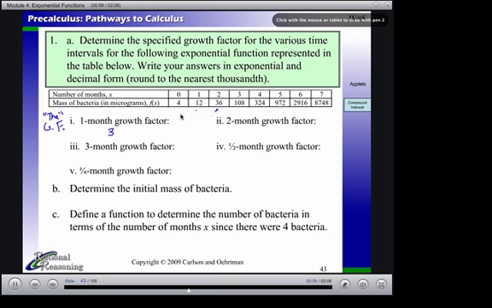So then what is the idea, say, of the 2 month growth factor? The idea behind it would be, it's still a multiplier because it's a growth factor, but now it's the multiplier for every 2 months, to jump ahead 2 months. So what number do you multiply by to get the number of bacteria 2 months later? So is it 6? 4 times what is 36? 9.